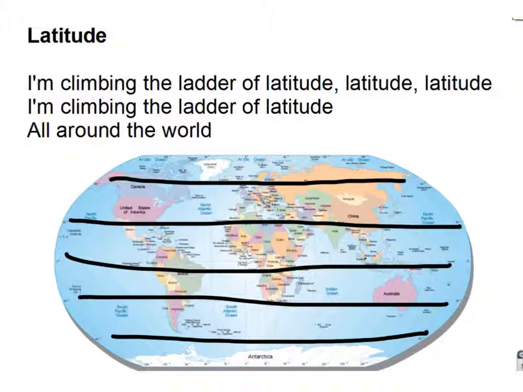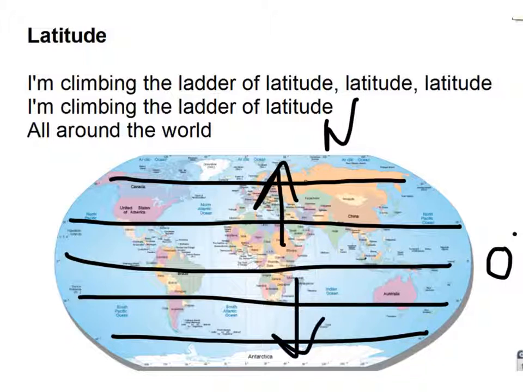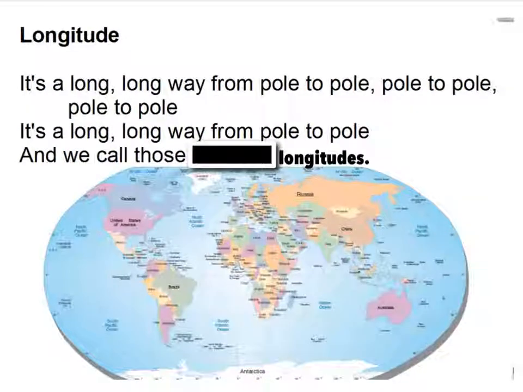So, as you can see, we have our equator right here, our 0 degree mark. And if we go up, it runs up towards the north. If we go below the equator, it runs down towards the south. So there's our latitude. Alright, so let's take a look at longitude, lines of longitude.